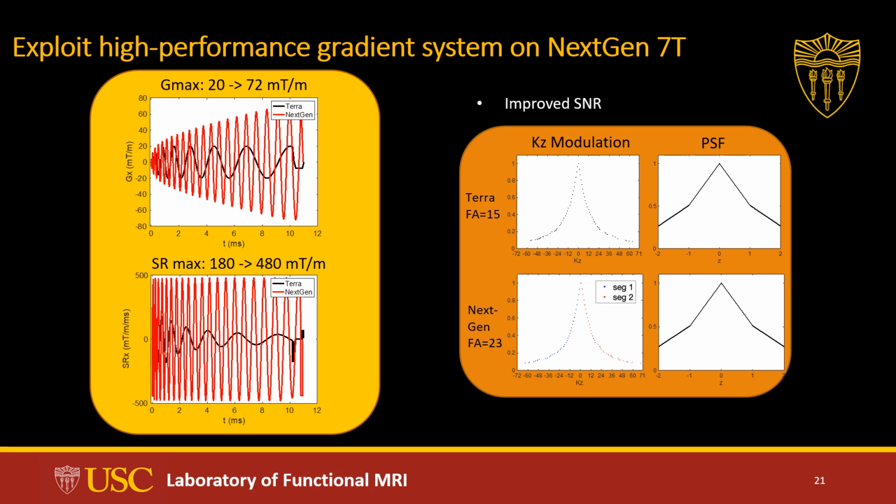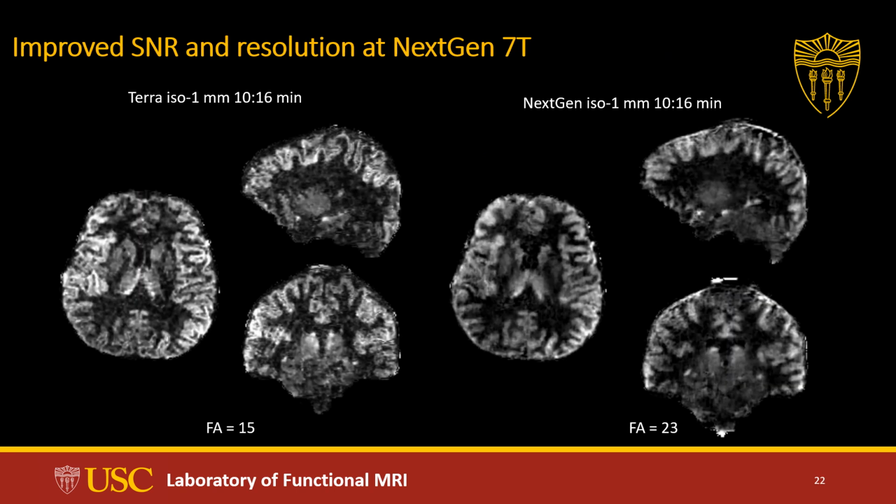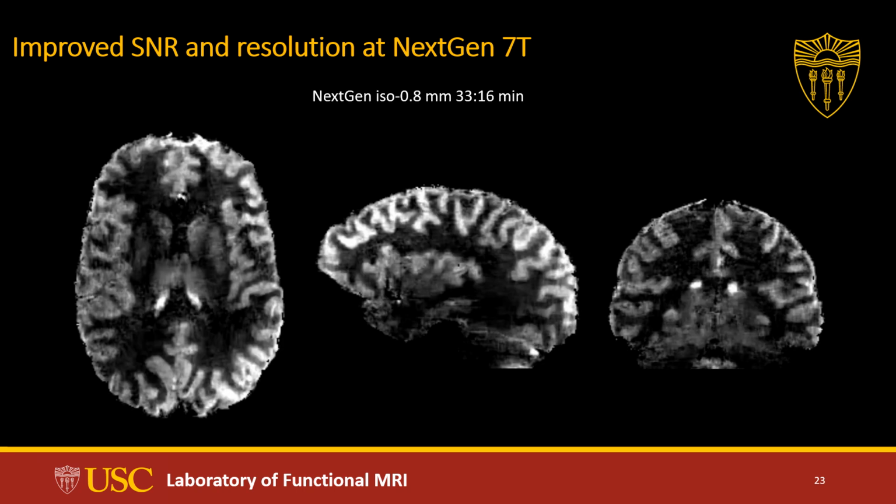and that will reduce the trade-off between the flip angle and the signal decay. On NexGen, we can achieve 50% higher SNR with increased flip angle. So comparing the one we acquired at our site and the one acquired at NexGen 7T demonstrates the higher SNR. We also spent 30 minutes to further push the resolution to isotropic 0.8 mm and got this beautiful high-resolution whole brain perfusion image.